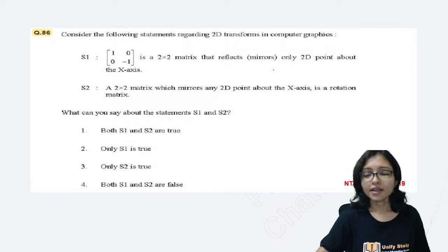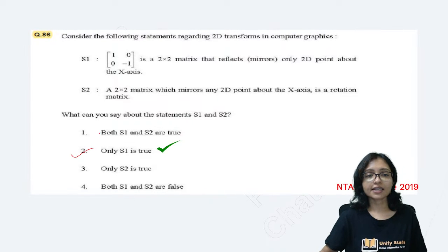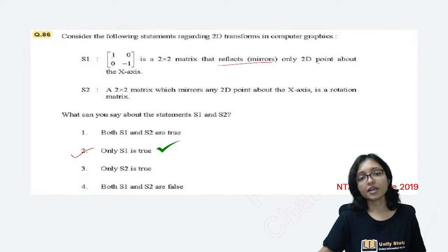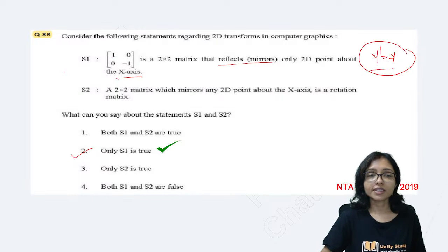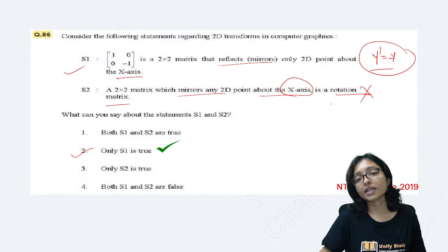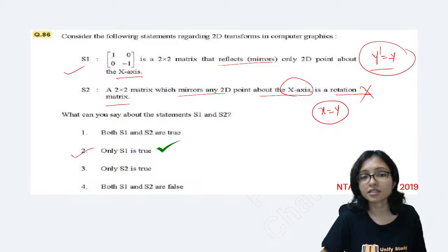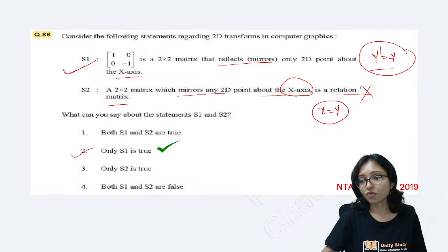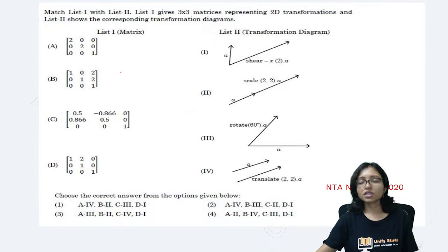Yes, answers are coming. Option B is the correct answer. 1 0 0 minus 1, this is the mirror reflection in the x-axis. Yes, because with the x-axis the y changes to minus y, so y dash will be minus y, so it is correct. But here it is given that the 2D matrix about the x-axis is a rotation matrix. No, it is a rotation matrix only when it is about the line x equals y, otherwise it is not a rotation matrix. So only S1 is correct but S2 is false. Okay. Now do this.